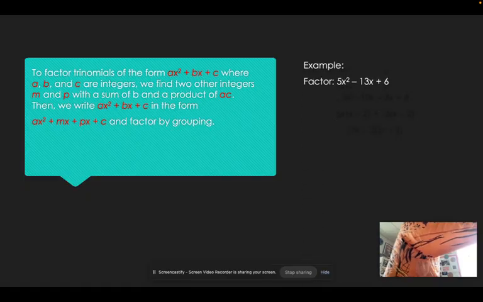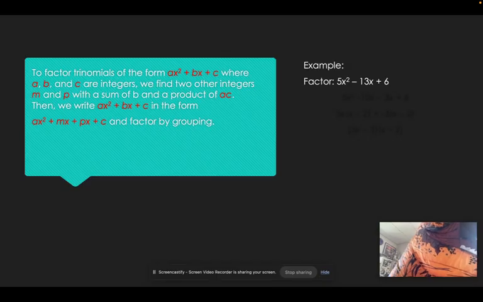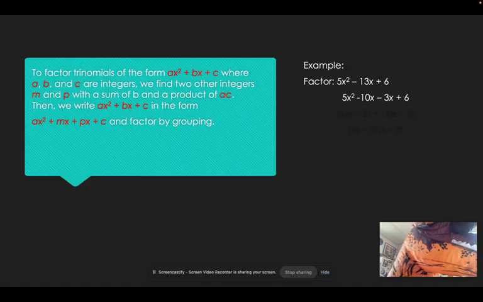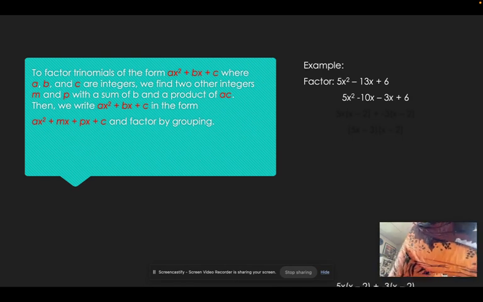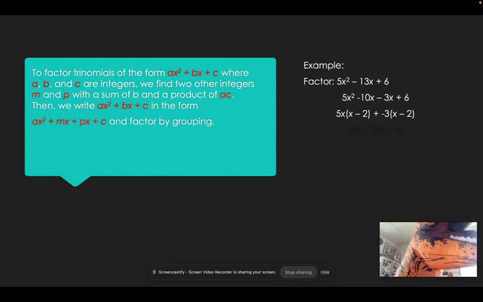So let's do a little example here. We're going to factor 5x squared minus 13x plus 6. So let's see, two numbers that multiply to give us 30, but when we add, we get negative 13. That's going to be a negative 10x and a minus 3x. So we're going to break up that middle term as a minus 10x minus 3x. Then we're going to factor by grouping.